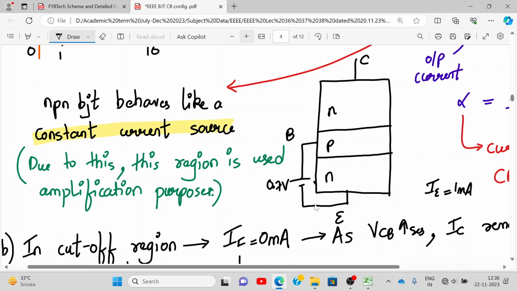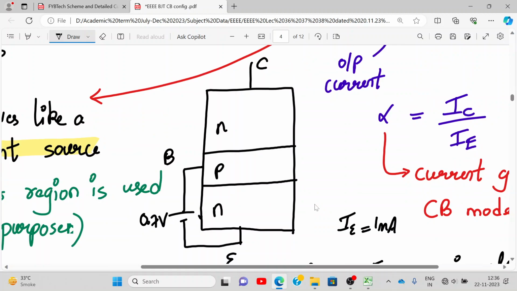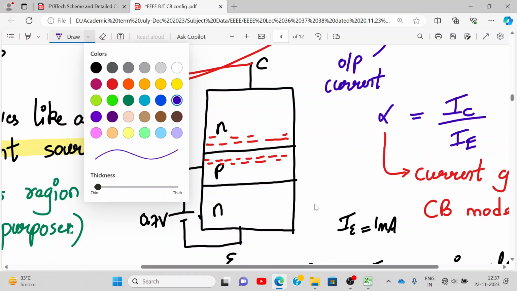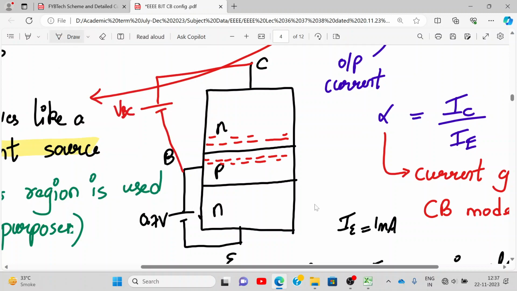So now, the base collector junction is reverse bias, right? How do you connect reverse bias? This is connected positive and this is negative. So this is reverse bias. So what will reverse bias do? There will be an increase in the depletion layer, right? As we go on increasing this VBC voltage, your depletion layer will go on increasing. So what will happen due to that? These carriers which are there over here in the N region, they'll go into the base region.